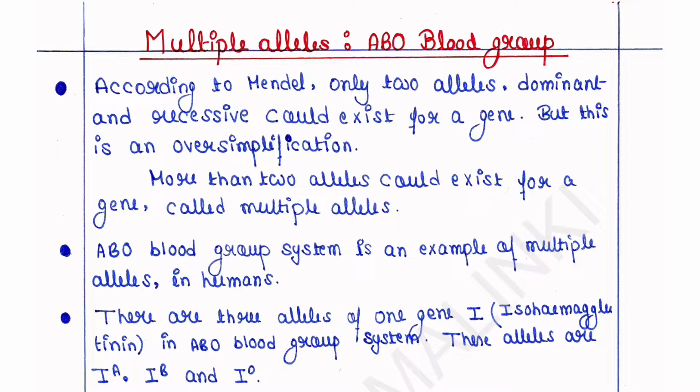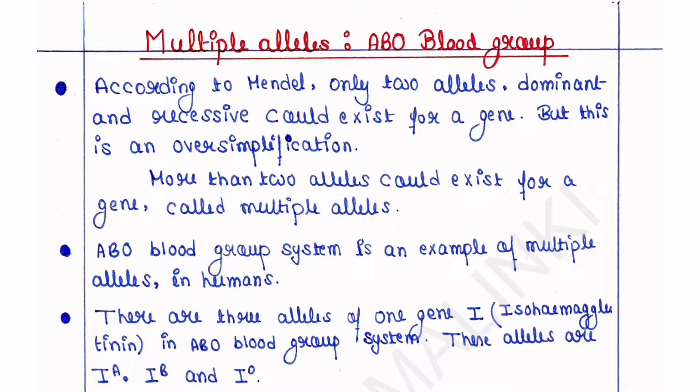So according to Mendel, only two alleles, dominant and recessive, could exist for a gene. But this is an oversimplification. More than two alleles could exist for a gene, called multiple alleles. The ABO blood group system is an example of multiple alleles in humans.